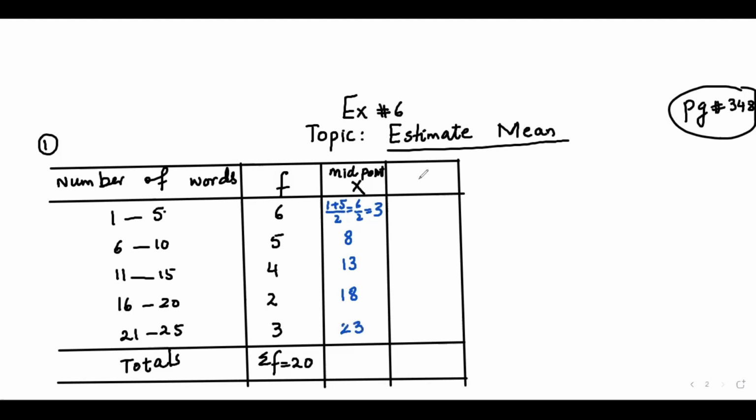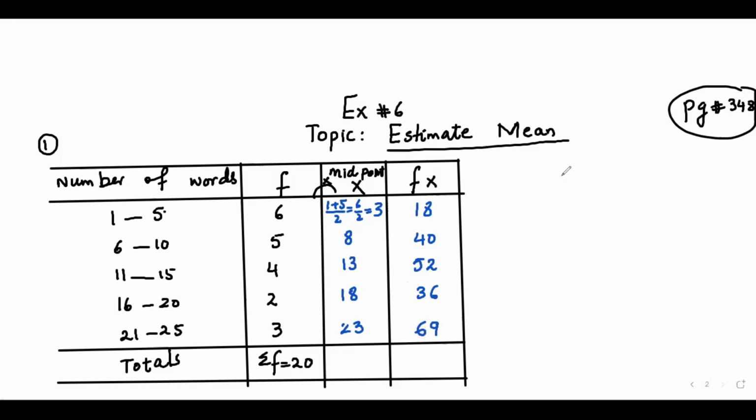Now the next point is that you have to find fx. How to calculate fx? We did the questions yesterday for fx: you have to multiply these two columns. So 6 times 3 is 18, 8 times 5 is 40, 13 times 4 is 52, 18 times 2 is 36, and 23 times 3 is 69. These are the values for fx.